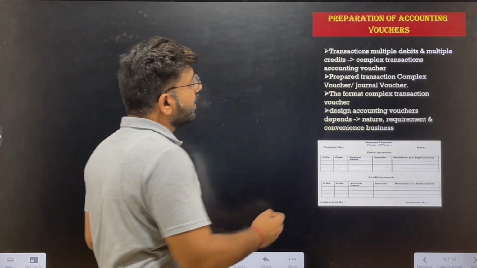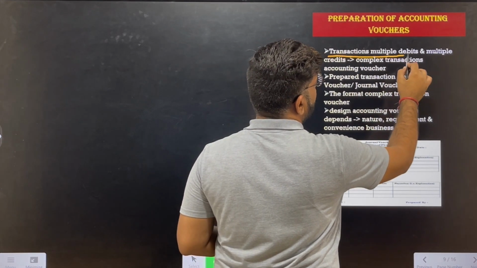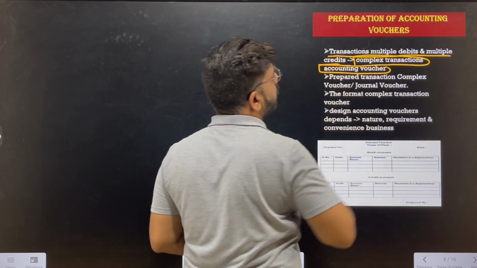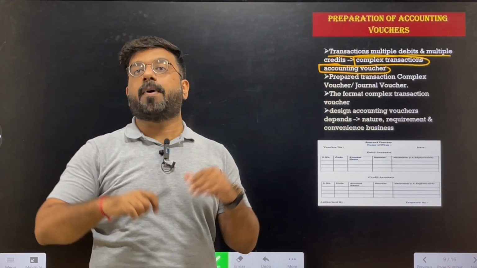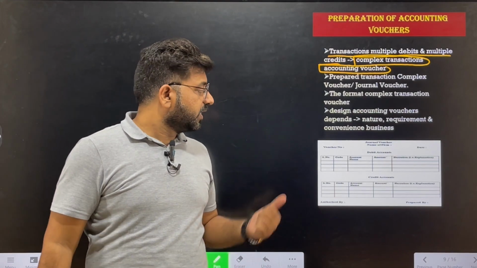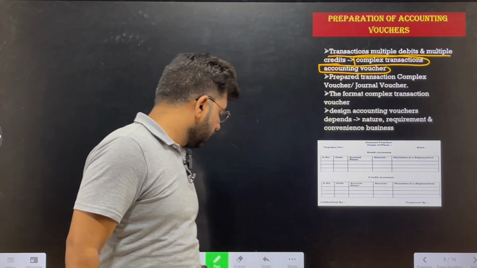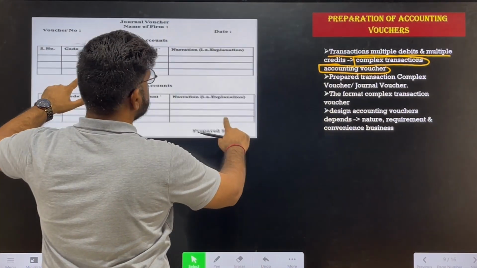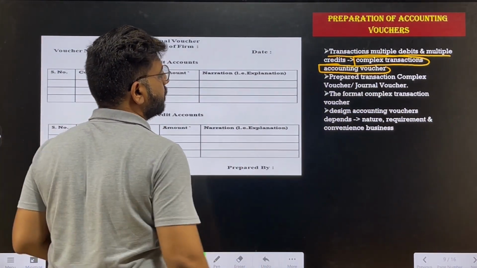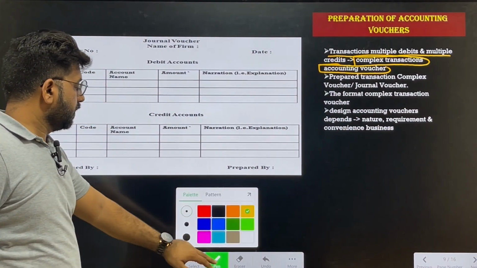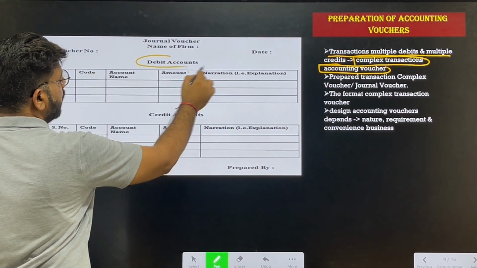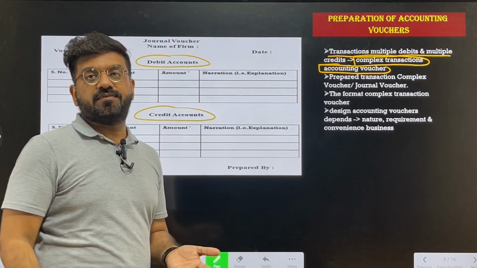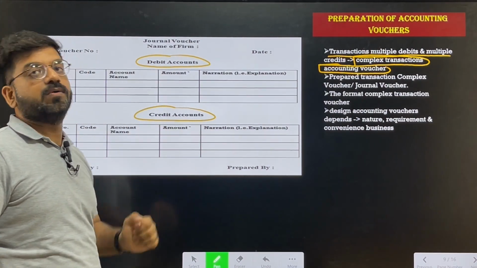Next, as we just saw, transactions with multiple debits and multiple credits are known as complex transactions, for which compound vouchers are prepared, in which there will be more than one credit and more than one debit. Now, just see this. Here you can see the debit accounts and the credit accounts. Are you able to see? This is one voucher where there are multiple items involved. So we will have to write the debit accounts and the credit accounts as well.